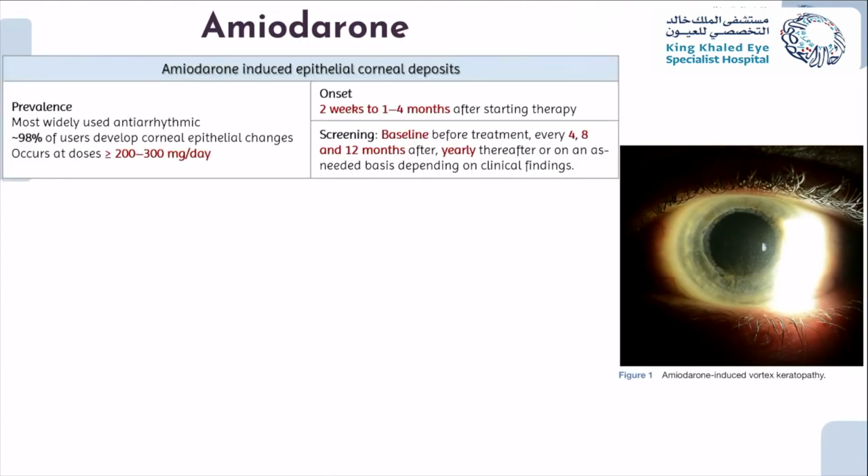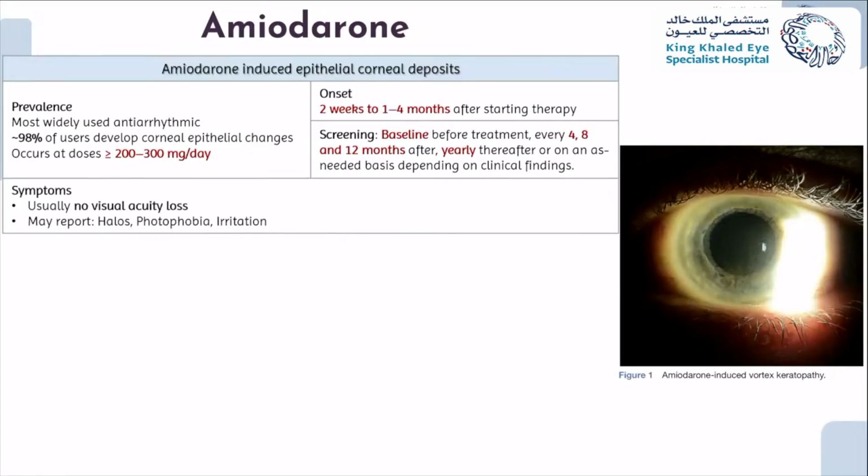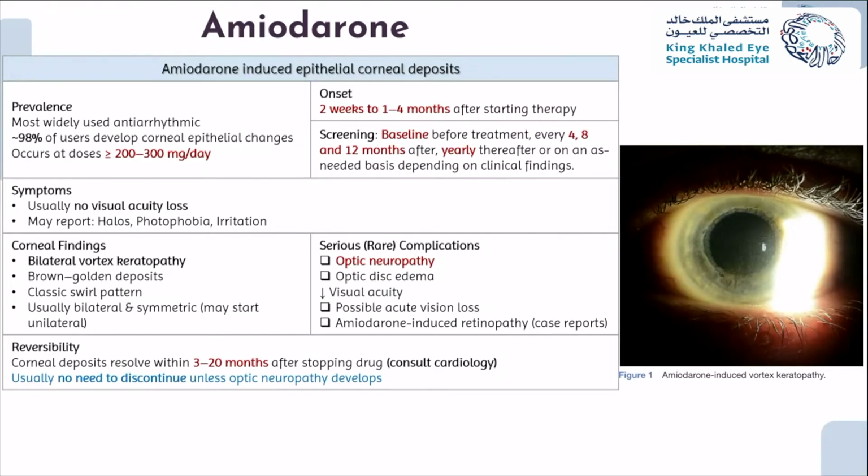The prevalence of amiodarone corneal deposit is about 98% when using a dose of 200 to 300 milligram per day. The onset may start after 2 weeks, reaching up to 4 months. So we have to do baseline screening, then at 4, 8, 12 months, and yearly. Symptoms will usually not lead to visual loss, but the patient will report halos, photophobia, and irritation.